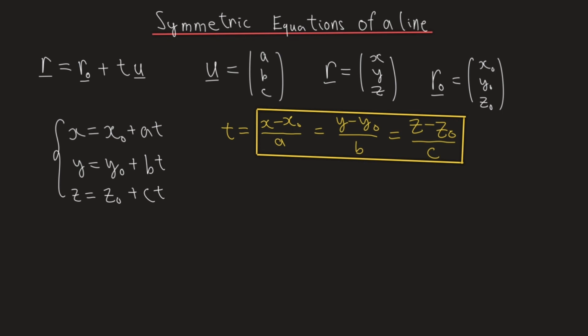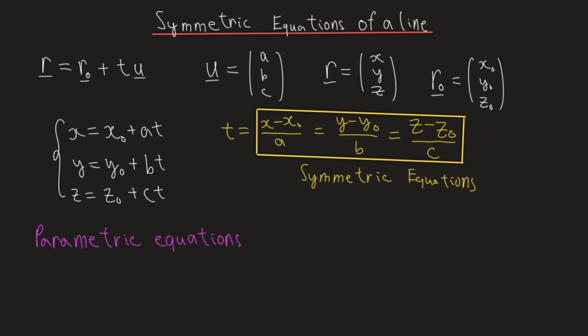Now, what I want to do here is give a bit of terminology. So this set of equations, these equations are called the parametric equations. And the reason why they're called the parametric equations is because these equations feature the parameter t. And remember, the parameter t is just a scalar. And this right here corresponds to the symmetric equations of a line.